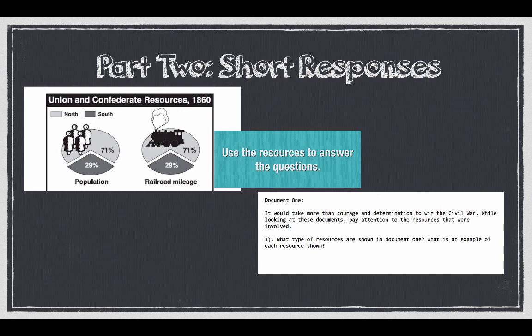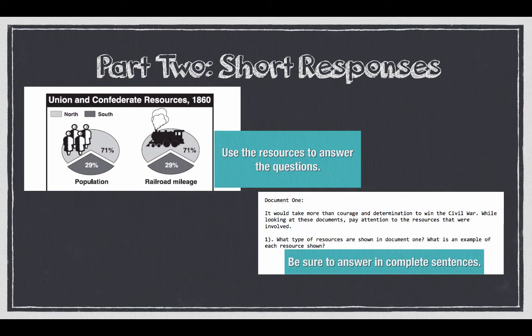Well, I see human resources when I see population, and I see capital resources when I see railroad. So those are two things right away that I need to be able to identify, right? So I could say something along the lines of the population is human resources and the railroad would be capital resources. And there's a few other ones there as well, all right?